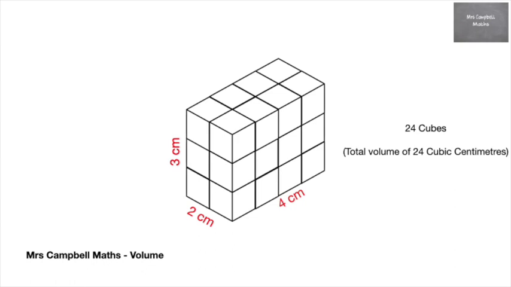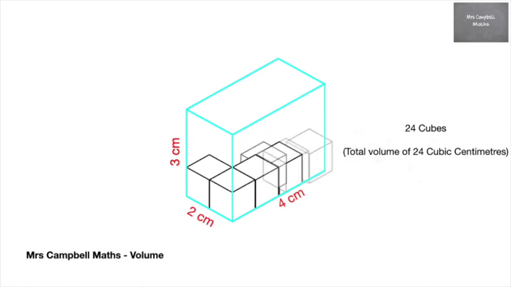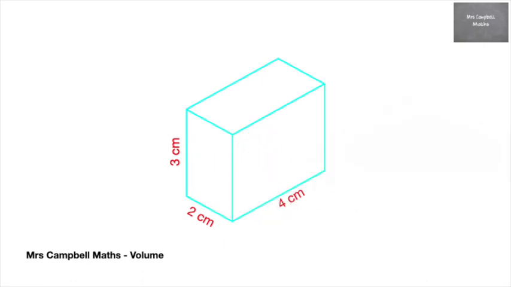Let's draw the outline of this shape and remove the cubes and see what type of shape we are left with. Can you see that it's a cuboid? 2 by 4 by 3 centimetres. We know the volume is 24 cubic centimetres, so we can establish a formula for working out the volume of a cuboid.